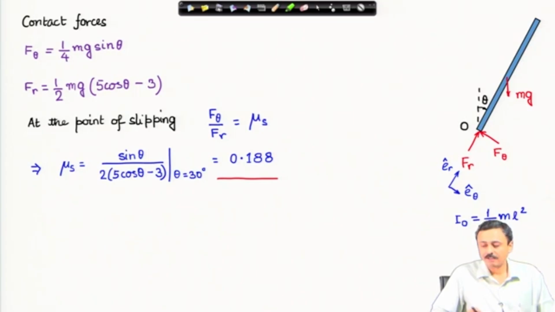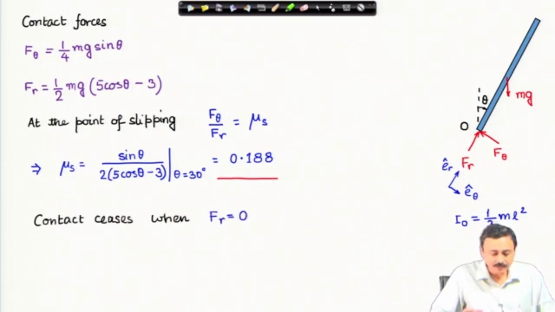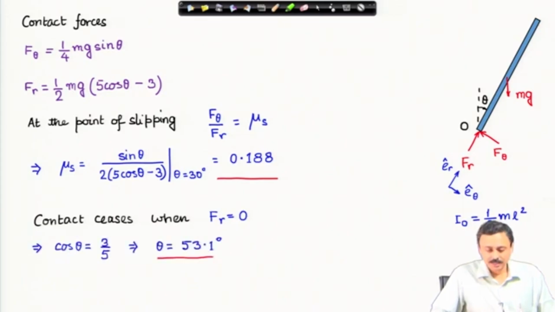The second part of the problem was, if the bar is notched, then when will it lose contact? As I have mentioned, it will lose contact when F_r goes to 0. Let us see when F_r goes to 0, then contact will cease. I just put F_r as 0 in this expression of F_r that I have solved, and I find out theta, and that turns out to be 53.1 degrees. Therefore, if it is a notched bar, it will not slip, but at 53.1 degrees, let us say around 53 degrees, it will lose contact.